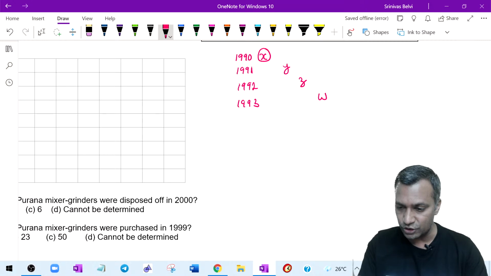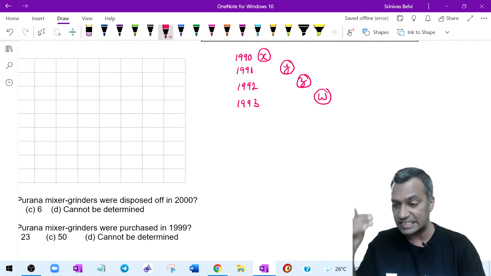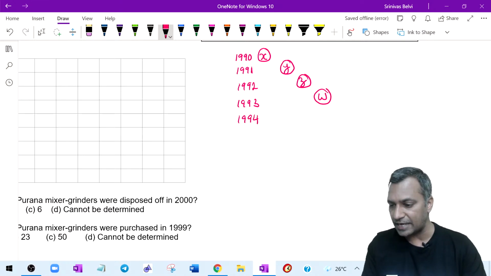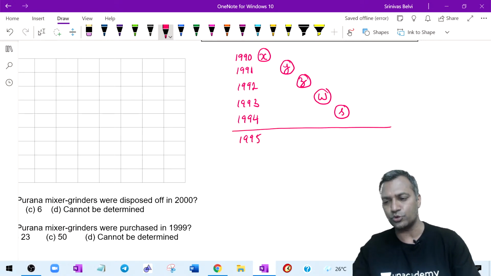The batch of X were new. Batch of Y were new. Batch of Z were new. Batch of W were new. What are these? These are the new pieces. In 1994, all right, so there was a batch of S new pieces. 1995, we'll come to that story later.